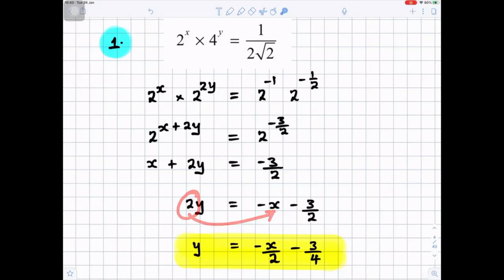So we take it to the right, it becomes minus x divided by 2 and minus 3 over 2 divided by 2, which gives you minus 3 over 4. So your answer is y equals minus x over 2 minus 3 over 4. So y is now the subject of that equation.